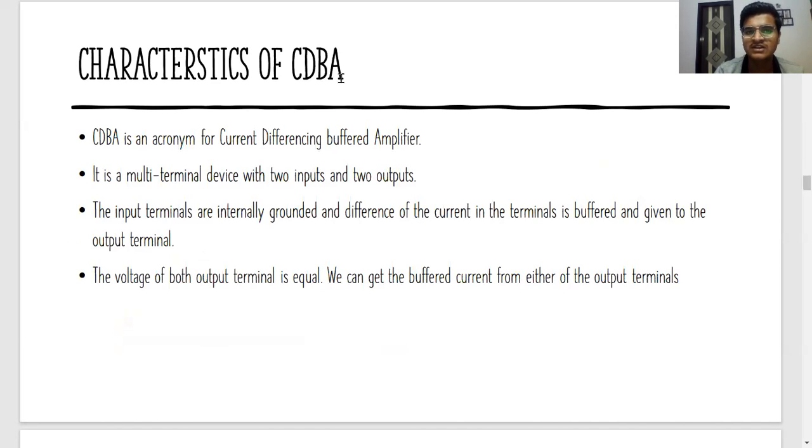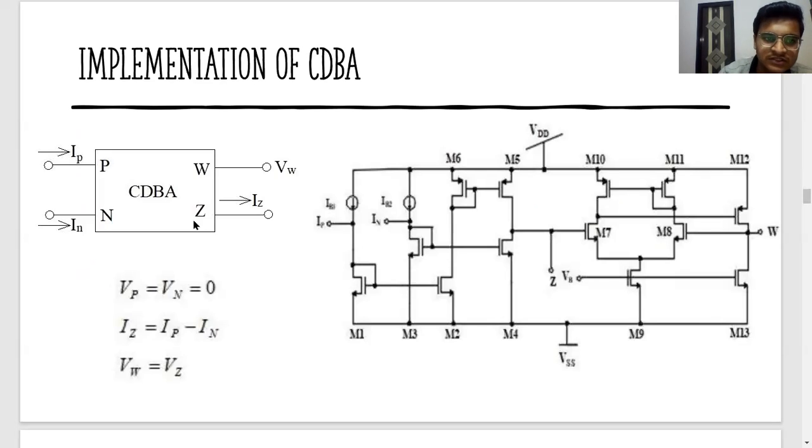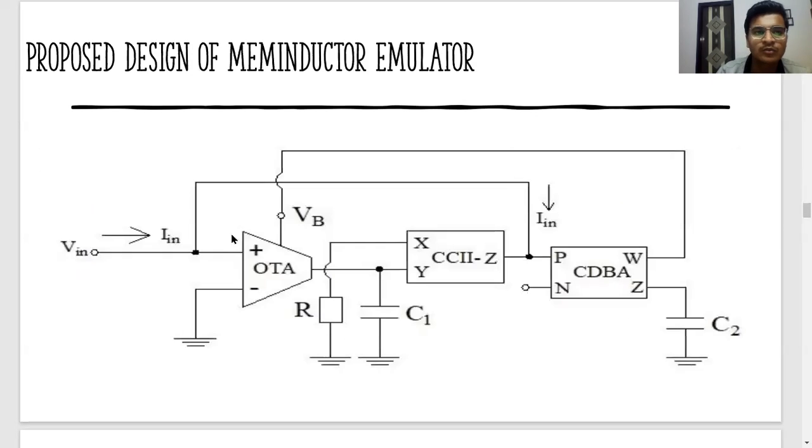Moving forward with the CDBA. CDBA stands for current differencing buffered amplifier. It is a multi-terminal device with two inputs and two outputs. It takes the difference between the currents and buffer it to the output. So same, this is the block diagram and this is the transistor implementation. We can see that IP minus IN is buffered here as also given in the equation. Now moving forward, so this is the proposed design of mem inductor emulator.